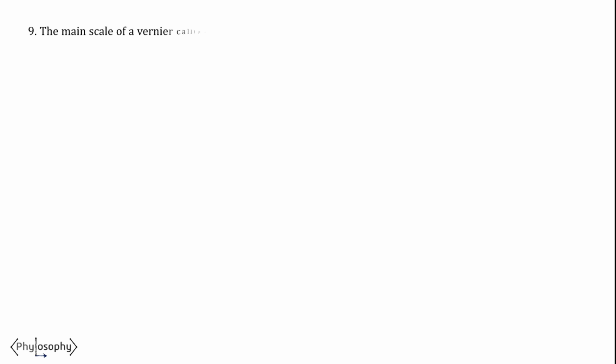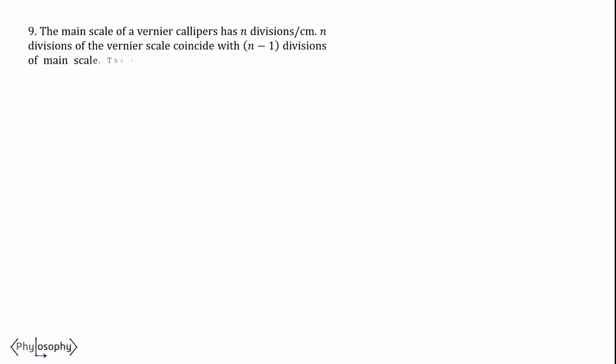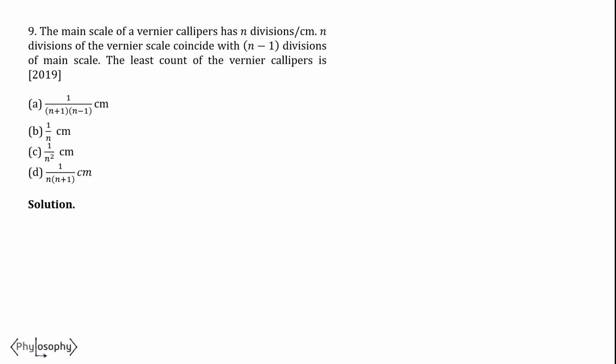Our next problem is: the main scale of a vernier caliper has n divisions per centimeter. N divisions of the vernier scale coincide with n-1 divisions of the main scale. The least count of the vernier calipers is, and 4 options are given. Now according to the question, n divisions of the vernier scale coincide with n-1 divisions of the main scale. Then we can write n vernier scale divisions equals n-1 main scale divisions.